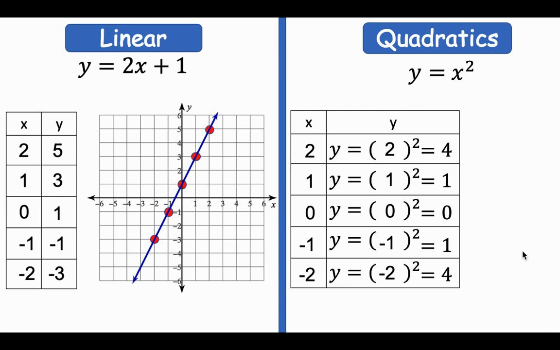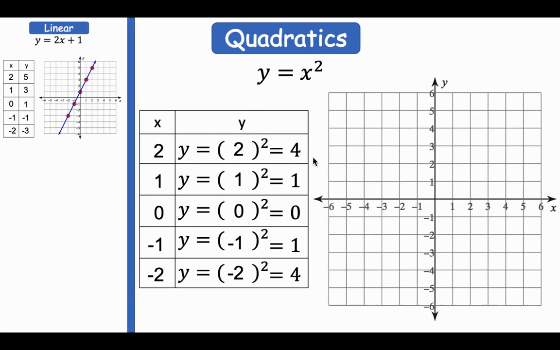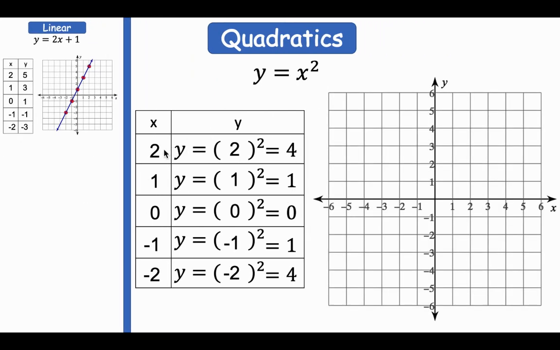All right, so just like we did with linear, the next step would be to graph these things. So I plugged in an x value, I got out my y value. So my first point is 2, 4. Next point, plugged in a 1, got out a 1, so 1, 1. And then I plugged in a 0, I got out a 0, so 0, 0. Plugged in a negative 1, got out a positive 1. And then I plugged in a negative 2, and I got out a 4.